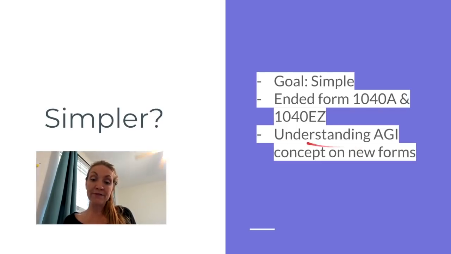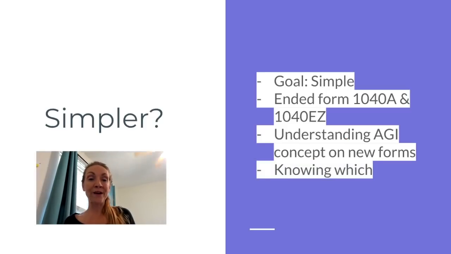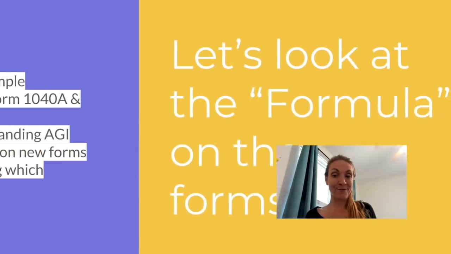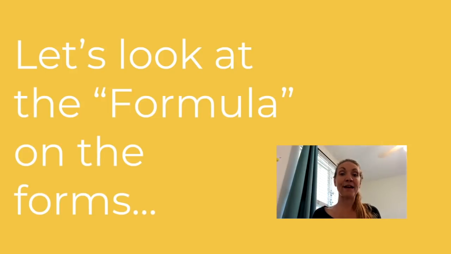I think it's more difficult to understand this adjusted gross income, AGI, concept on the new forms, so we're going to look over the older forms to explain the concept of AGI. And you need to know which schedules to attach based on which items you have. So we'll look at that as well as we take a look at the formula.